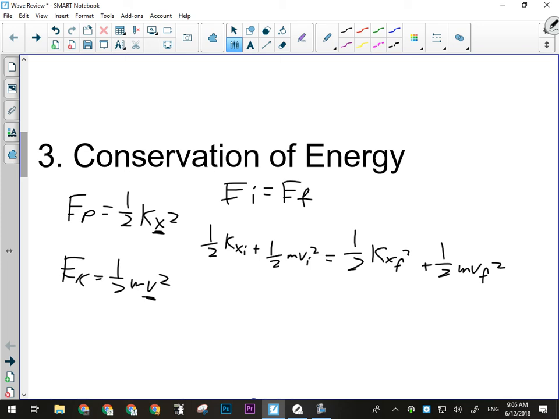What you would have to identify is, are all four of those energies present at the two positions I'm dealing with? Or, if it mentions that one of those spots is the equilibrium position, then I don't have any potential energy there. Okay, things like that. Read the question carefully. Okay, other than that, it's not something you guys should have a lot of trouble with.